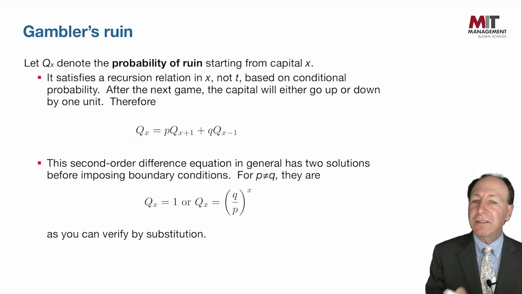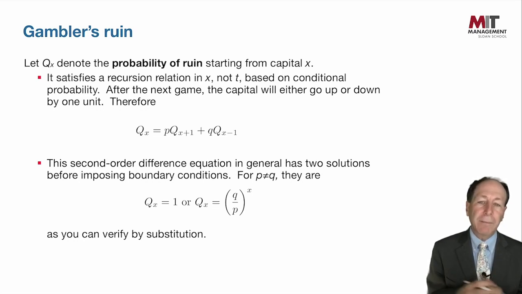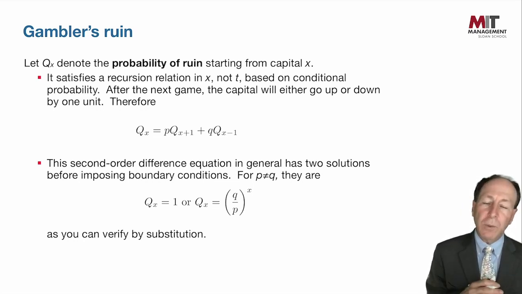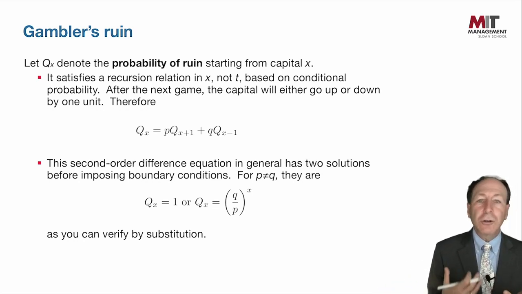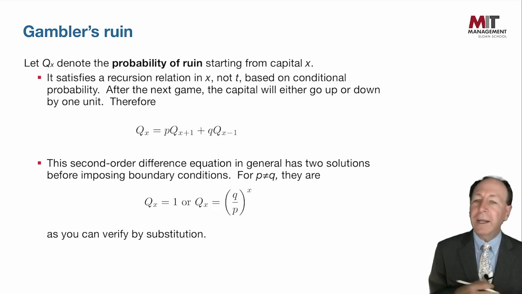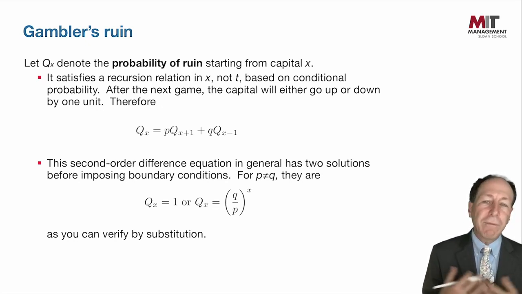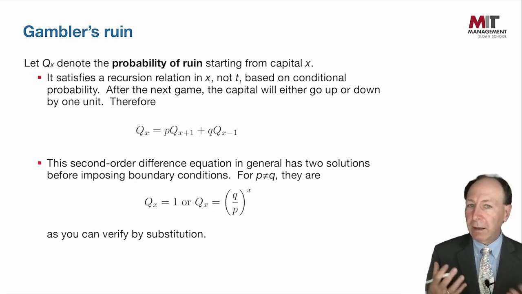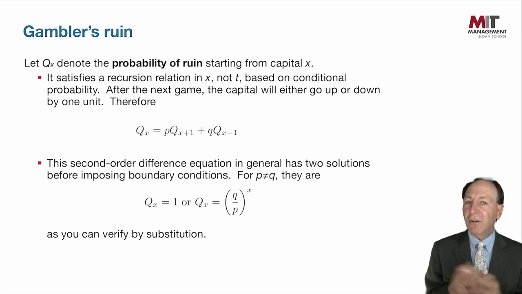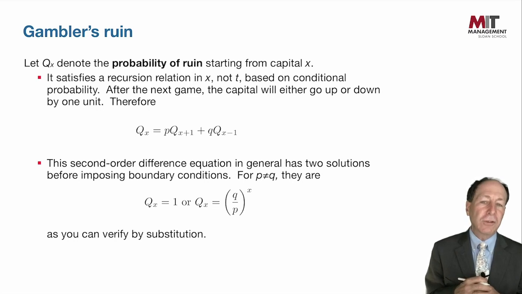Now you can see that this is a recursion relationship in x. This kind of difference equation, where we have a relation between x minus 1, x, and x plus 1, is similar to differential equations that are second order. This is a second order difference equation. Like the differential equation case, there are two independent solutions, and we fix the final solution by imposing boundary conditions on a general linear combination of the two solutions.